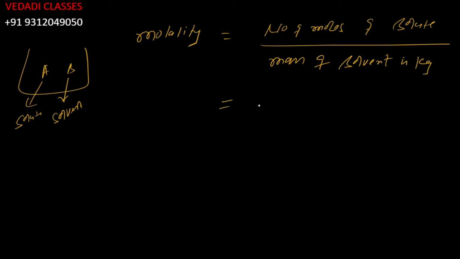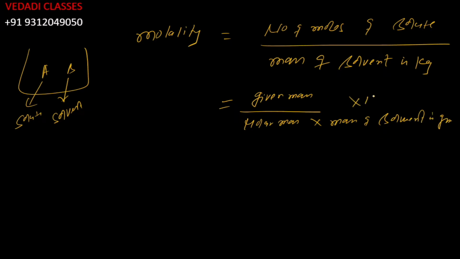Again we can expand it. The number of moles of solute can be written as given mass upon molar mass, into mass of solvent in gram, into 1000. So given mass is small w, molar mass is capital M, and capital W is the mass of solvent in gram, into 1000. So this is your molality.